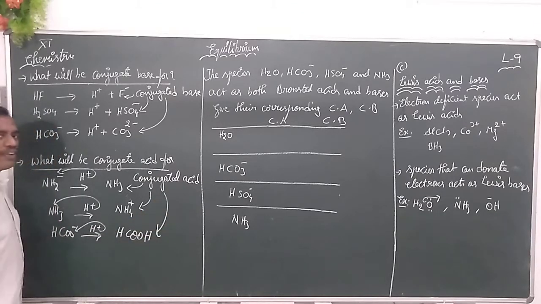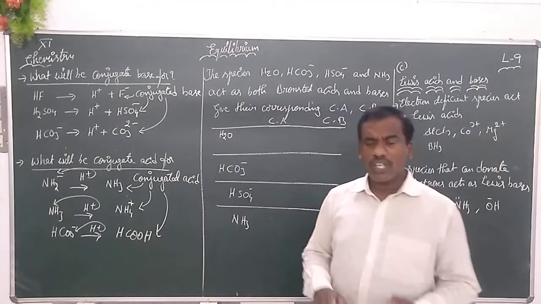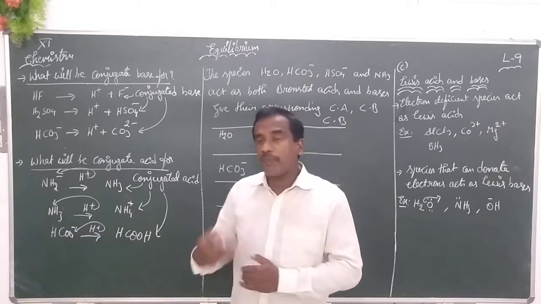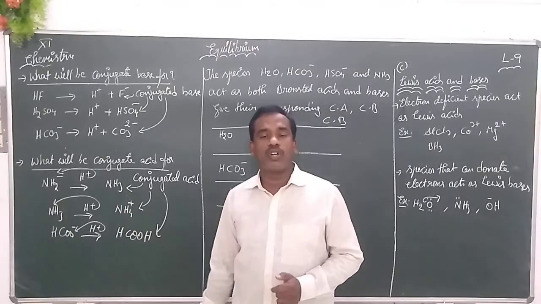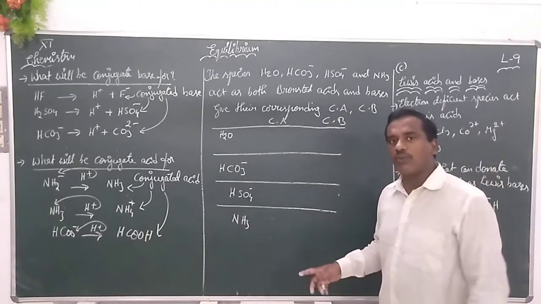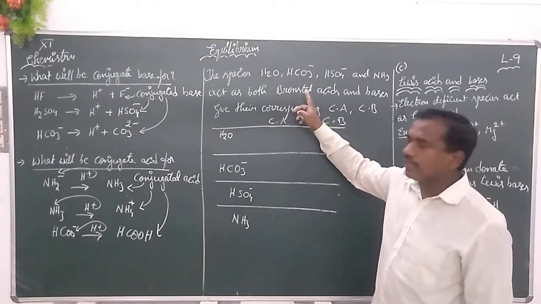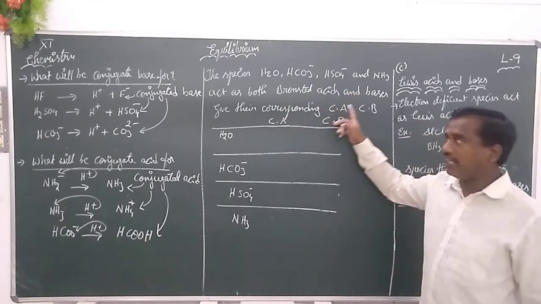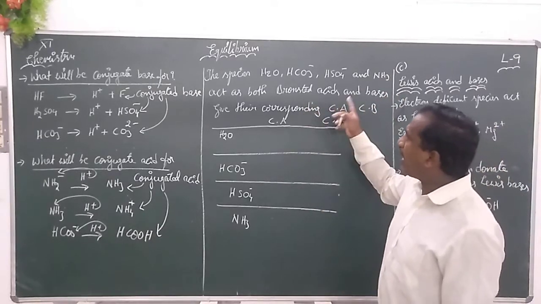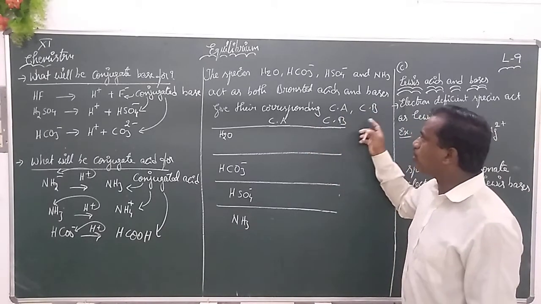So ultimately what we conclude: when an H plus is lost from the species and a negatively charged ion is formed, it is called the conjugate base. But if H plus is added to the species, the final compound is called the conjugate acid. Now based on this topic, we have one more next-level question. The species H2O, HCO3 minus, HSO4 minus and NH3 act as both Bronsted acids and bases. Give the corresponding conjugate acid and conjugate base.